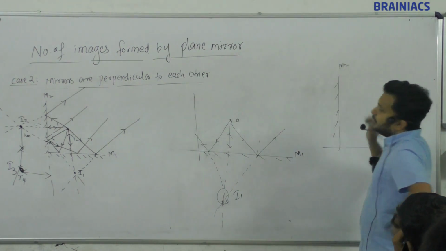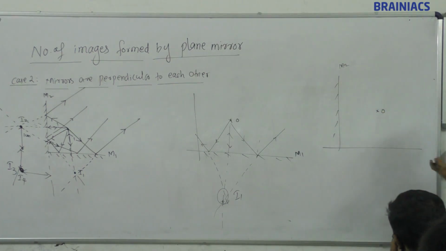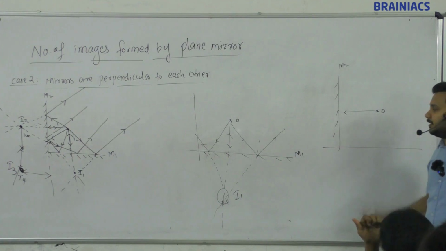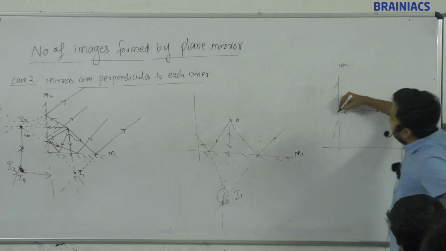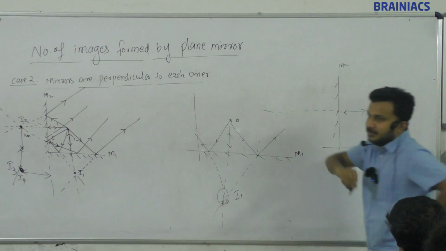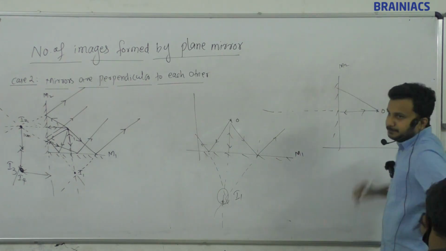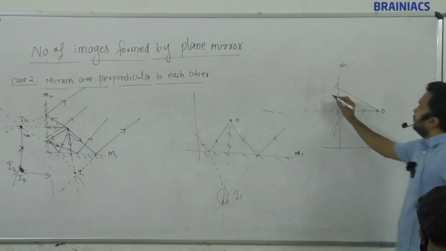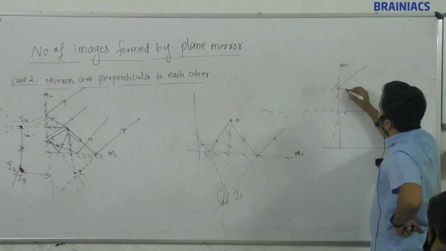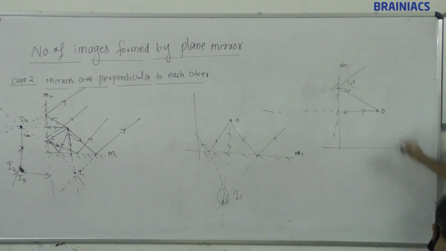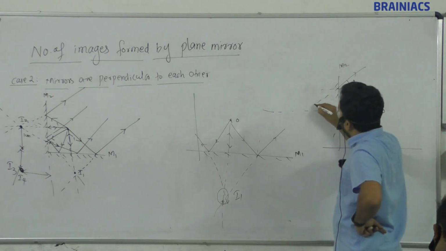So how many rays can you draw? Any number, but minimum 2 is required. Incident ray, reflected ray. The reflected ray gets extended. Correct? Next one, incident ray. Angle of incidence is equal to angle of reflection. So if this is 30, then this is also 30 degrees, for example. Then this reflected ray is extended.